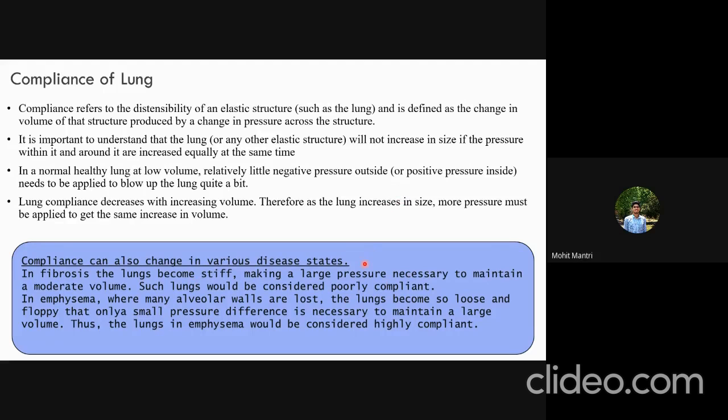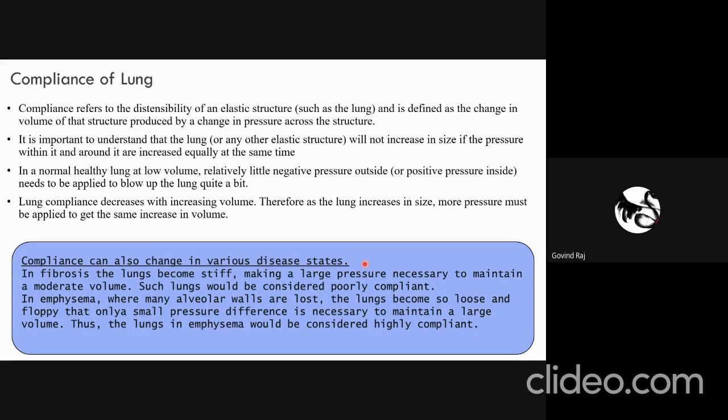Yeah, hello. Yeah, Mohit. So lungs become more stiff, hence more pressure is required to increase the volume. So that's why the compliance is very less. Yes, that's absolutely correct. The lungs would become stiffer because of the fibrotic content, and thus we will be requiring more pressure to extend it.